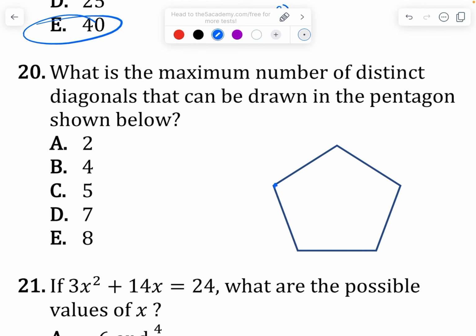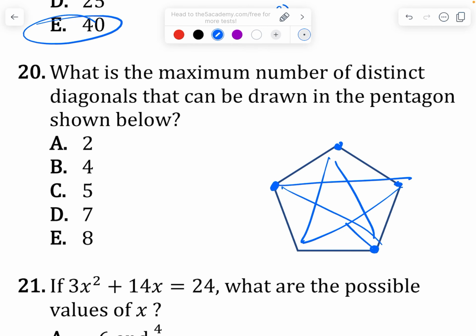So if I'm starting at this point right here, I can do 1, 2. This point right here, 1, 2. This point right here, I already have 1, but I can do 1 there. So far I'm at what? Let's count. 2, 3, 4, 5.